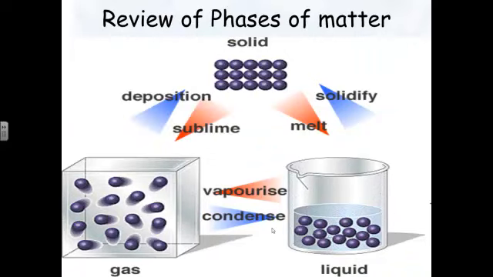Phases of matter. Let's review. Between solid and liquid, I can either melt or solidify, aka freeze. Between liquid and gas, I can either condense or vaporize, aka boiling. Between solid and gas, I can either sublime or I can go through deposition. I showed you this example with the iodine crystals as a demo.